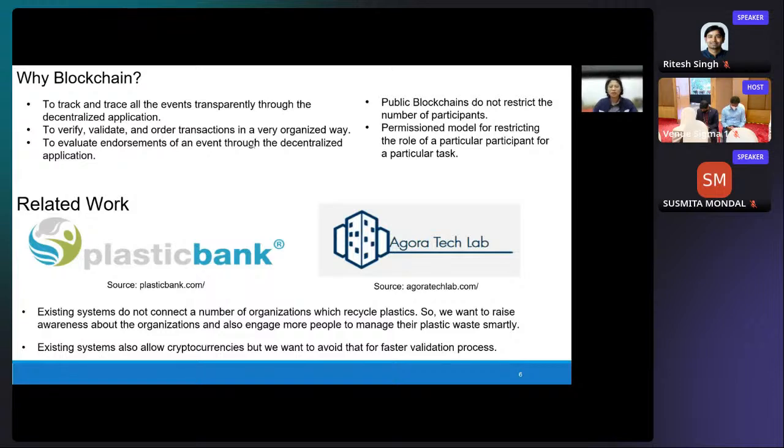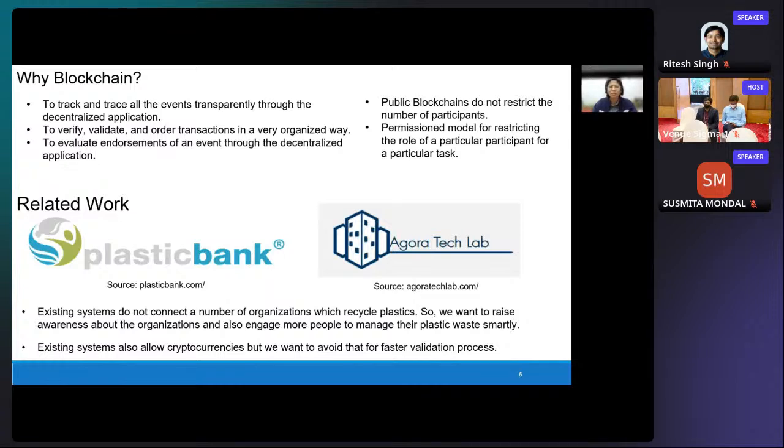Closely related work to our system is Plastic Bank and Agora Tech Lab. Basically, these existing systems do not connect a number of organizations with this kind of work. So we want to raise awareness about organizations like Recharkha and Ocean Bottle, to engage more people in this plastic waste management system.